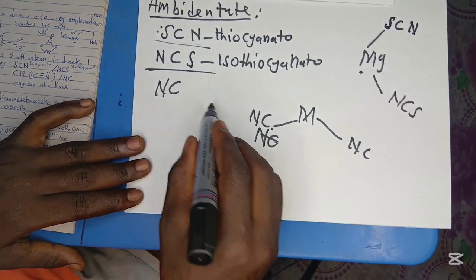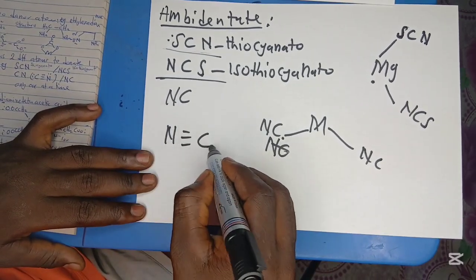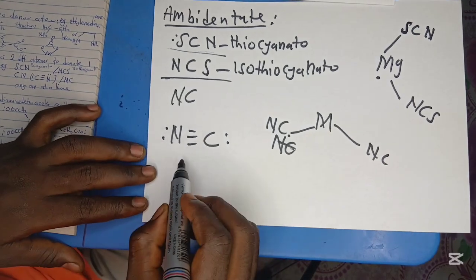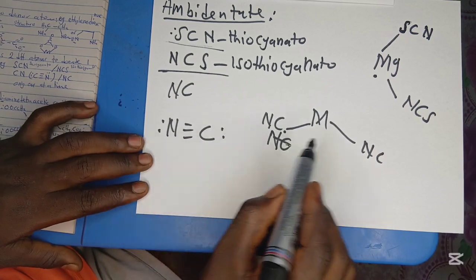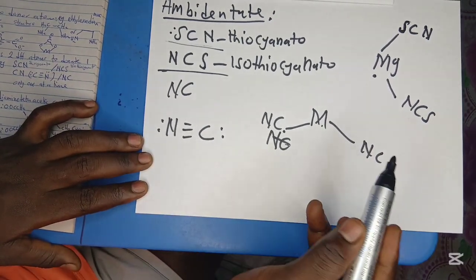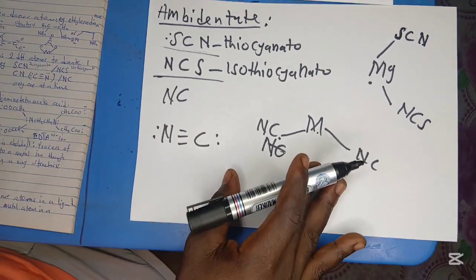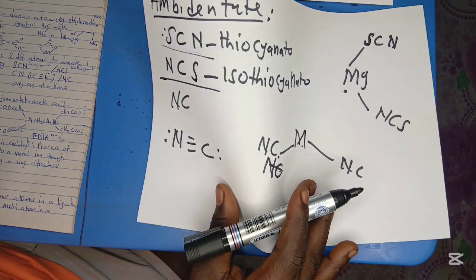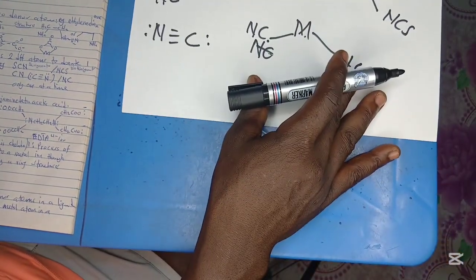Because look at the structure of CN, N triple bond C. At this point in time, carbon has one lone pair and nitrogen also has one lone pair. So one at a time, carbon can form a bond with the metal. We can also have a situation where nitrogen will form a bond with the metal. So that is why we call this an ambidentate ligand. So that is it for ambidentate ligands. And then the other one we are going to look at is the polydentate ligand.